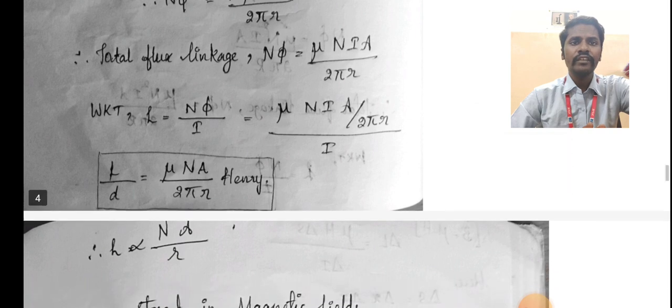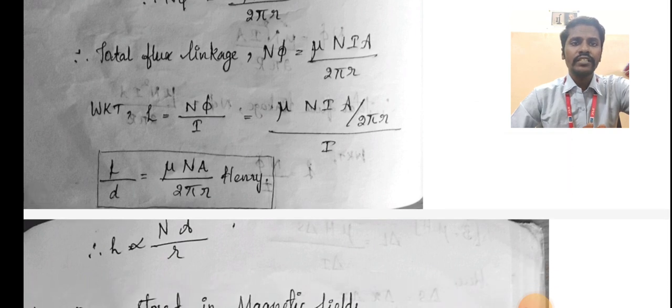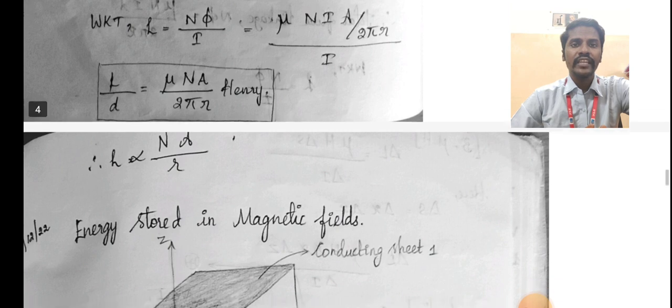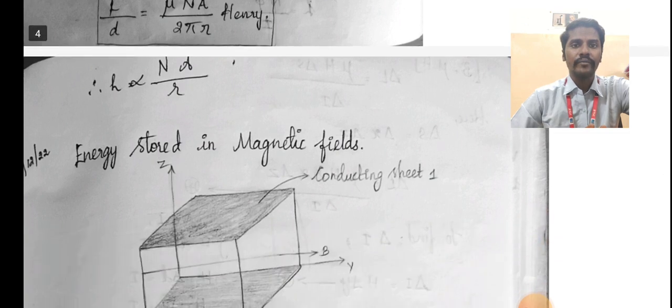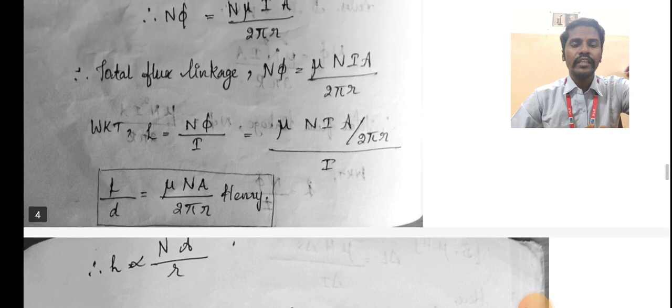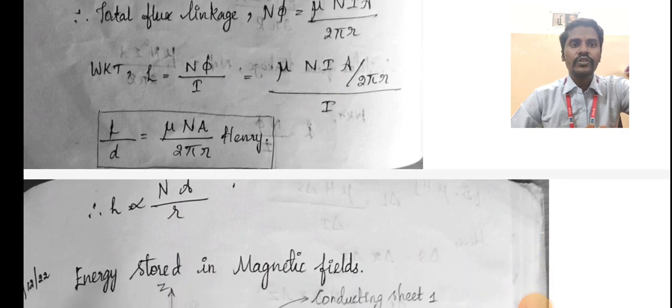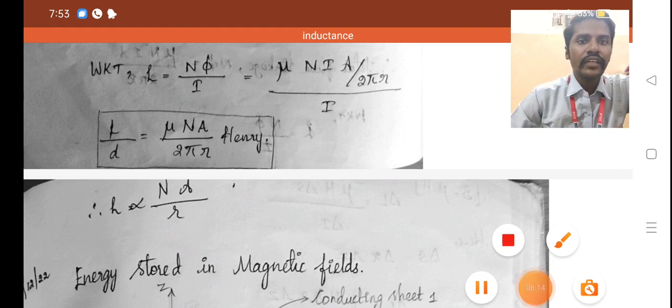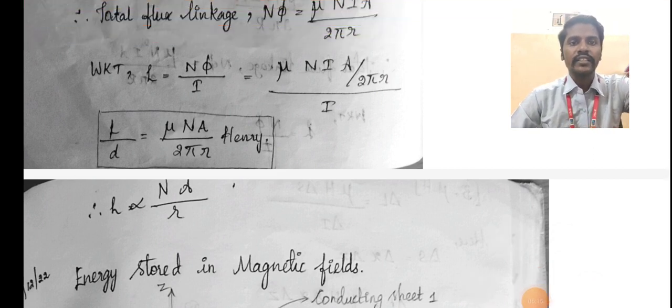The same value we can write if it is calculated for a distance d: L by d is equal to mu N A divided by 2 pi r. From this you can conclude that L is directly proportional to N A divided by r. That means the inductance depends upon the number of turns, the area of cross section and the radius r. So this is about the inductance of a coaxial cable. So far we have calculated the inductance value for solenoid, toroidal ring and coaxial cable.